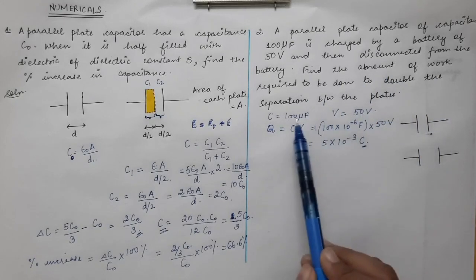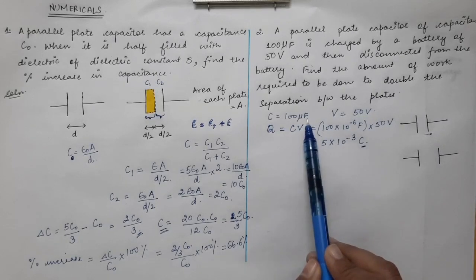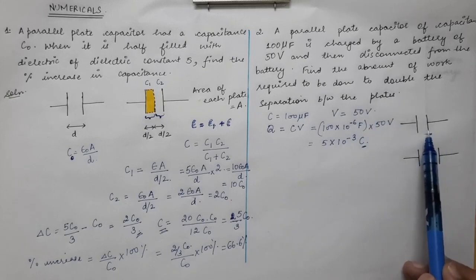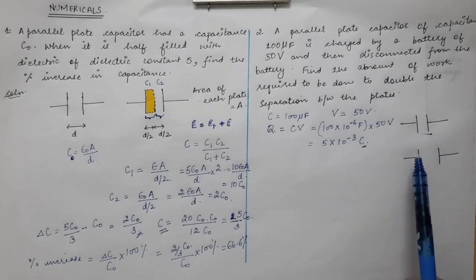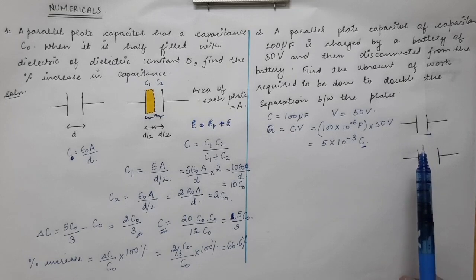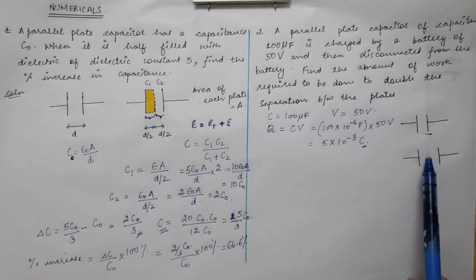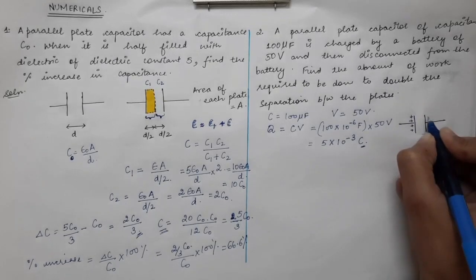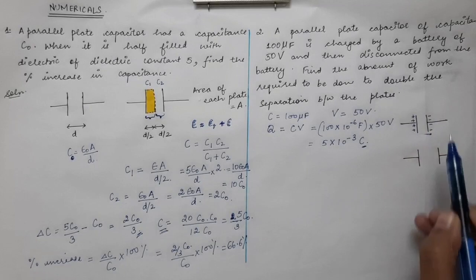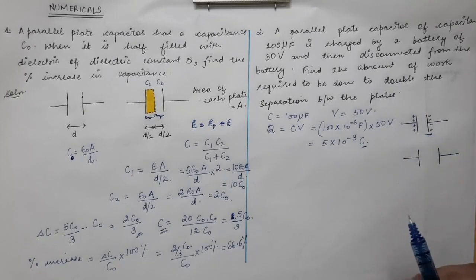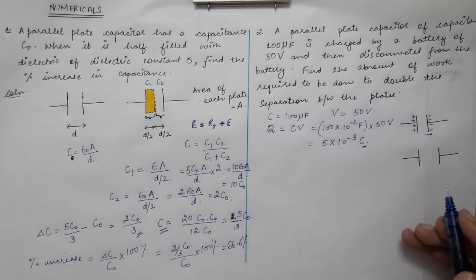So this was the case that we took a capacitance of 100 microfarad, then we charged it up to a potential difference of 50 volt. Then what we want to find is the amount of work that must be done by us so that we could double the separation between the plates. So obviously we will have to do some amount of work if we want to double the separation, because let's say this plate is positively charged and this plate is negatively charged, and if we want to increase the gap between positive and negative charge, obviously we will have to do some amount of work.